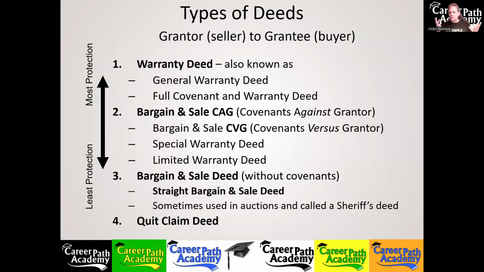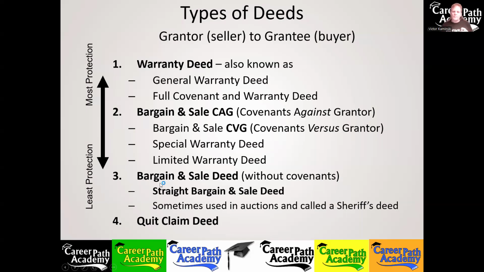For that, do your own due diligence. Get a title search and the title insurance policy. And basically, that's what the bargain and sale CAG type deed does. That's what it says to these buyers.